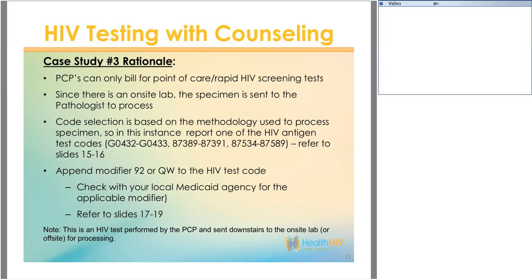Again, here's the rationale. The PCP can only bill for point-of-care tests. Since there is a lab on site, the pathologist would be the one responsible for reporting the codes. And depending on, again, your local Medicaid agency, you would append either a Modifier 92 or a Modifier QW. All right.